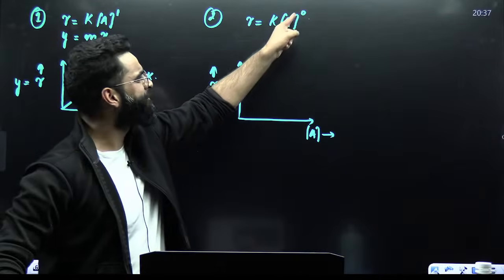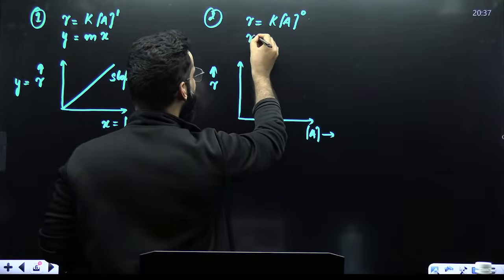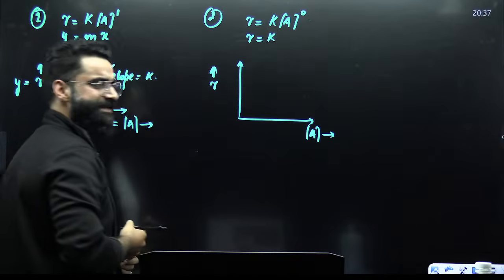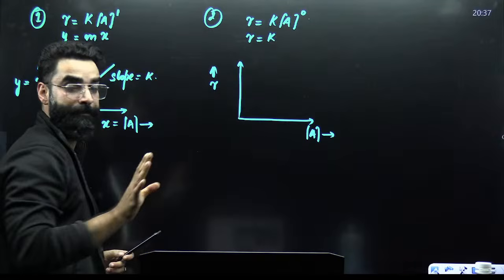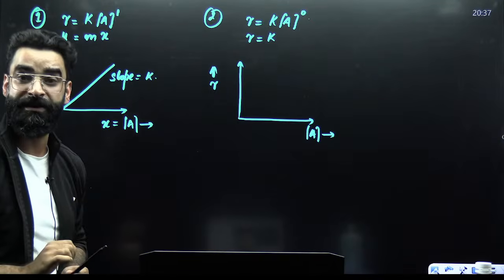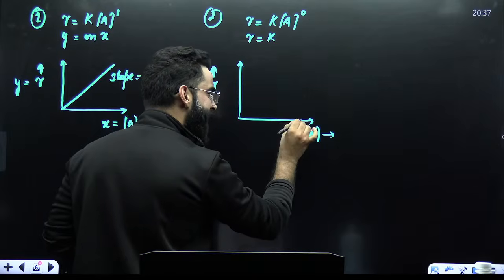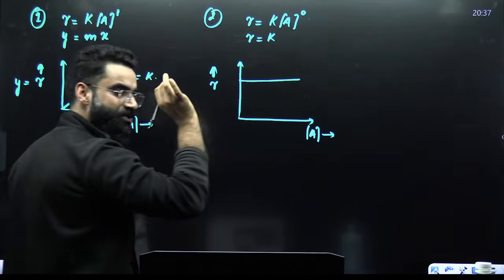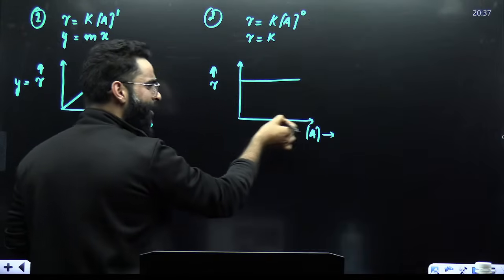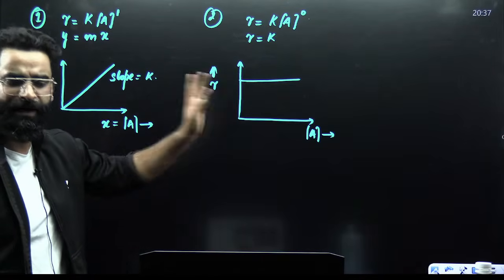First of all, it is A raised to power 0, and A raised to power 0 is 1. So technically it means R is equal to K. So it means that R does not depend upon the concentration of A. If you increase or decrease the concentration of A, nothing is going to happen to R. The R value remains as such. So the graph will look like this.